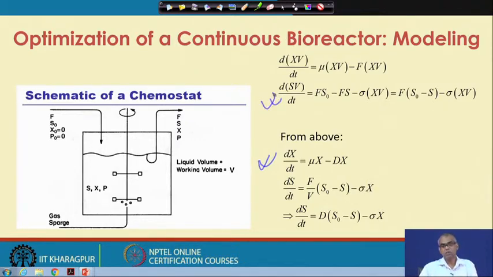Similarly, take out V because it is constant, and then you get ds/dt equal to F by V into S0 minus S minus sigma x. Note that if you take out V, this will be divided by V, this will also be divided by V. So, you will get this part and this part. F by V is defined as dilution rate D. So, ds/dt can be written finally as ds/dt equal to D into S0 minus S minus sigma x, where S0 is the substrate concentration in the feed stream and S is the substrate concentration in the reactor, which is same as substrate concentration in the exit stream.